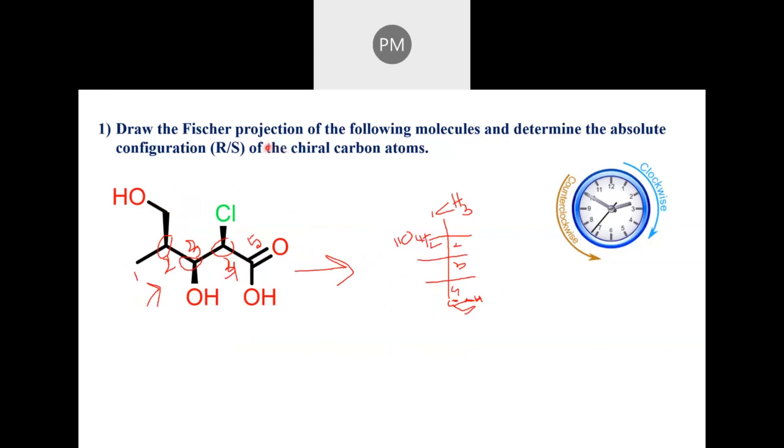In the next example, we also have to draw the Fischer projection. In the first two cases, the chiral center is 2. Here the number of chiral centers is increased, but nothing changes. So we just have to draw.